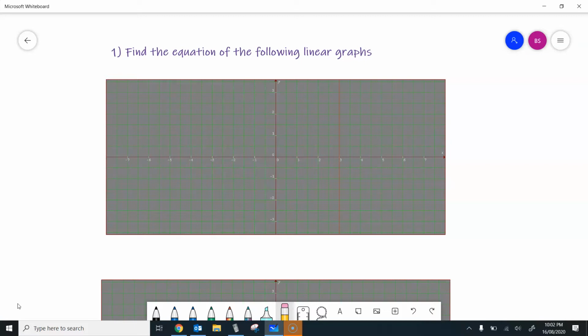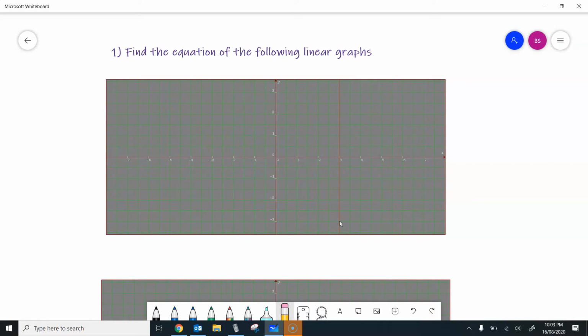So here we've got some examples. The graphs have already been drawn using Graphmatica. If we have a look at the first graph in front of us, we can see it's a vertical line, the orange line. It goes through the point, coordinate 3, 0, on the x-axis, x equals 3, and goes straight down.